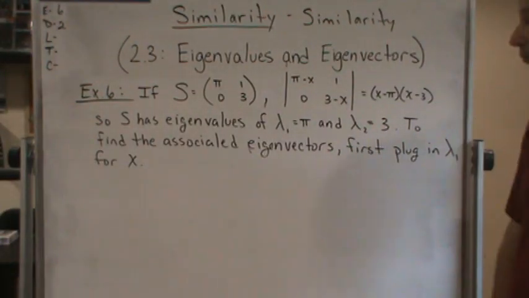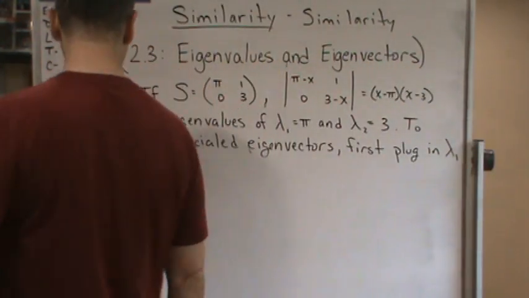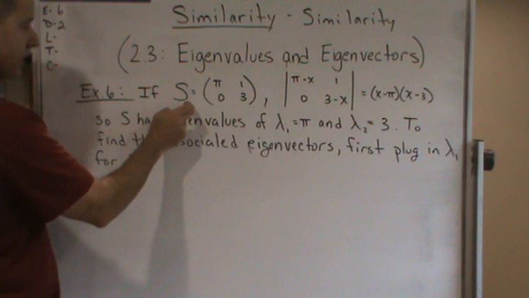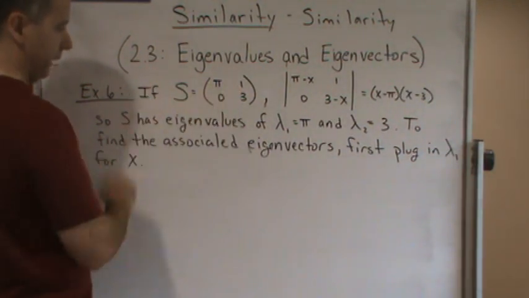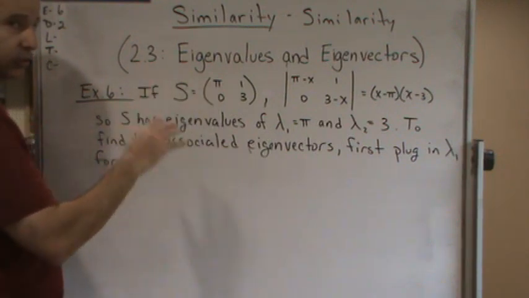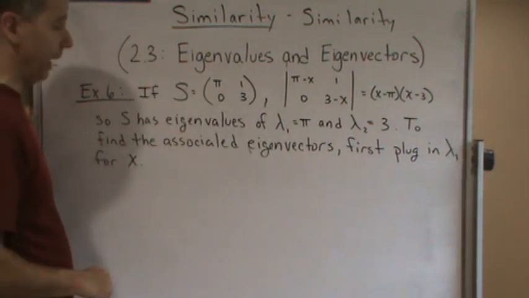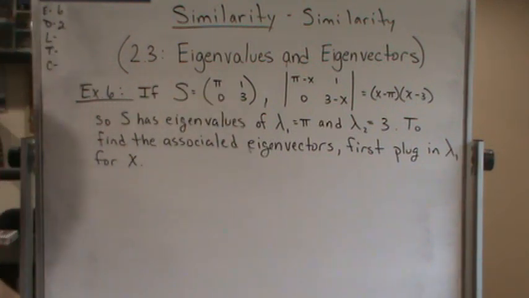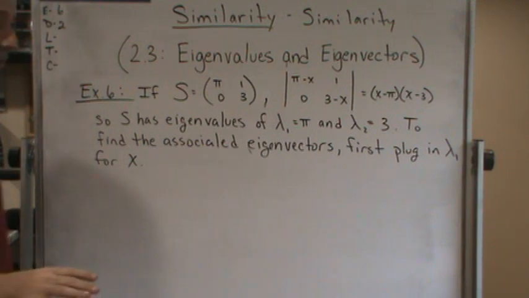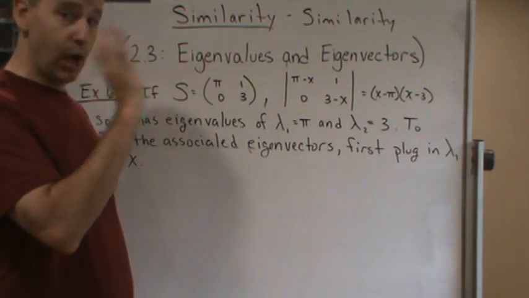Example 6. Okay, so now we're going to do the same thing. Here we're given this matrix S, with entries pi, 1, 0, 3. Again, just so you don't get confused, this pi is not a mapping, this is the number pi.